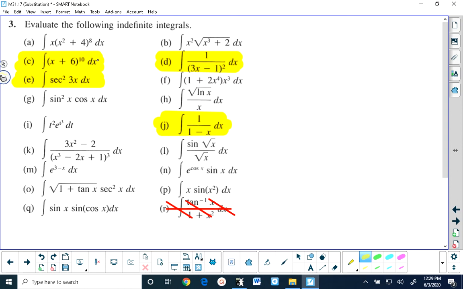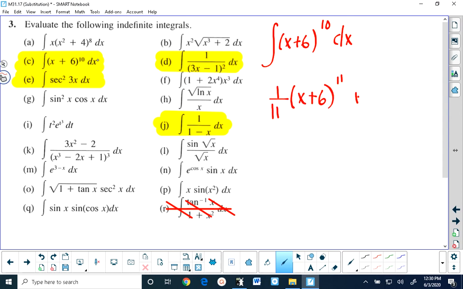The ones I think substitution is not necessary for are ones that you could do just by using common sense. So let's take a look at C. C is the integral of x plus 6 raised to the 10 dx. Well, I know that's 1/11 (x plus 6) to the 11 plus my constant. And you know what? I think all of you should know that too. There's nothing tricky about this one. And the reason why there's nothing tricky about it is what's inside, x plus 6, has a derivative of 1. So you don't need to worry about it.